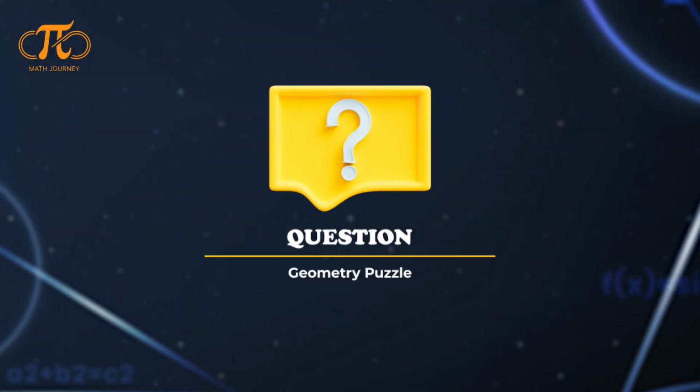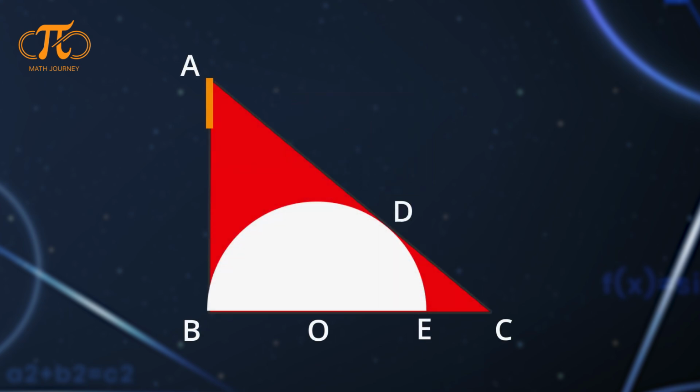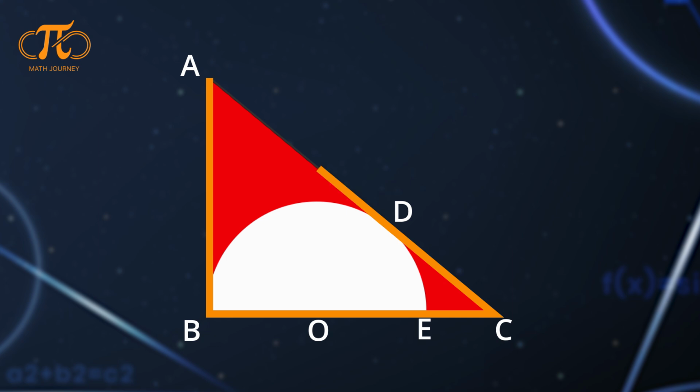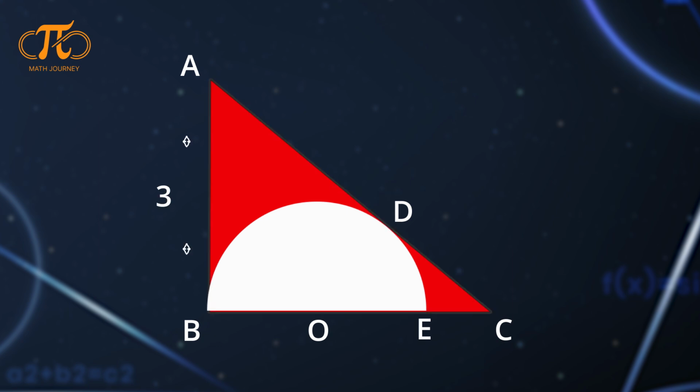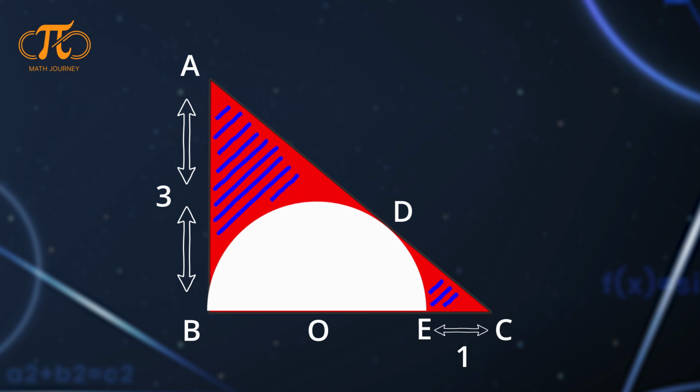Today, we've got a geometry puzzle that's simple to understand but tricky to solve. Check this out. We have a right triangle with a semicircle perfectly fitted inside. The triangle's side length here is 3. And over here, we have a length of 1. Our challenge is to figure out the exact area of this shaded region between the triangle and the semicircle. Sounds straightforward, right? Think you can crack it? Grab a pen, stay tuned, and let's dive into this mind-bending problem together.